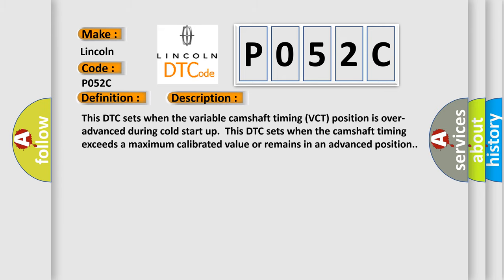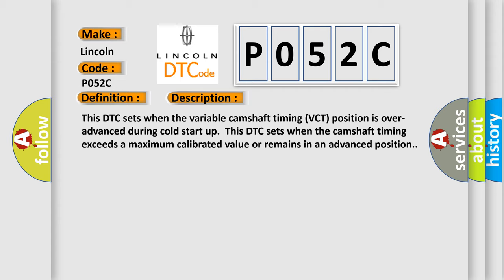This DTC sets when the variable camshaft timing VCT position is over-advanced during cold startup. This DTC sets when the camshaft timing exceeds a maximum calibrated value or remains in an advanced position.